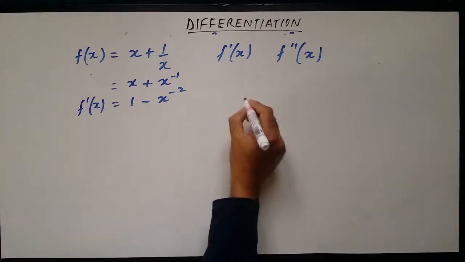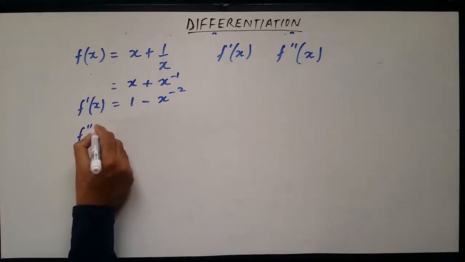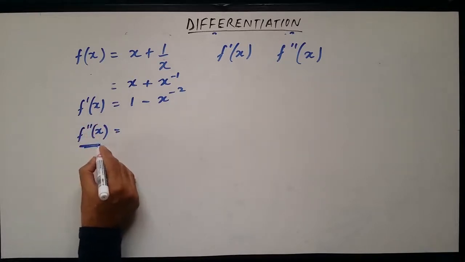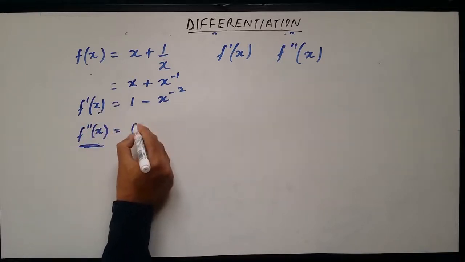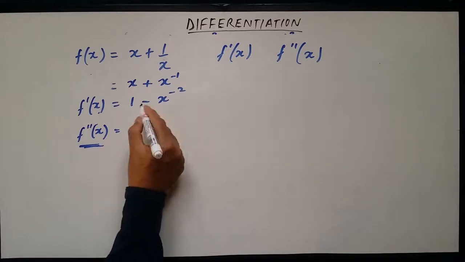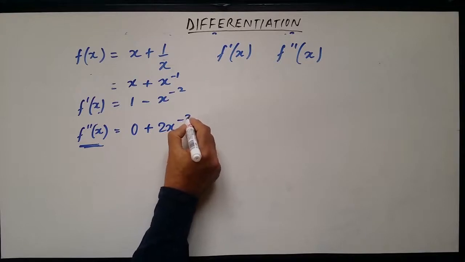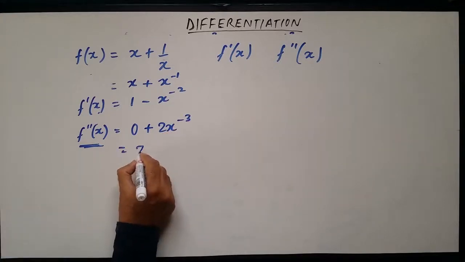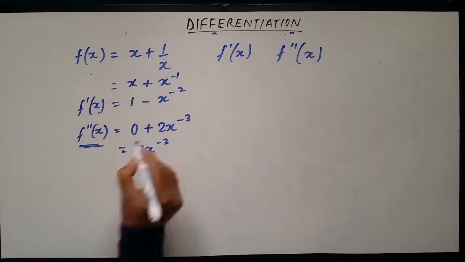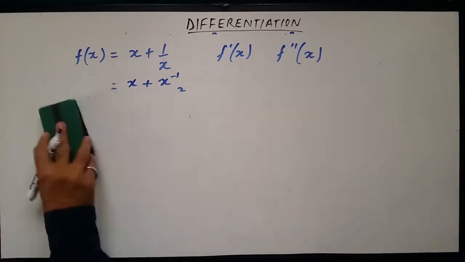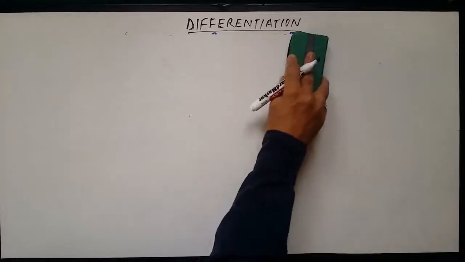What is the second derivative? The second derivative is the derivative of the first derivative. So now we will find the derivative of this function. It will be 0, and for this, minus 2 will be multiplied, this will become 2x, and minus 2 minus 1 is minus 3. So the answer is 2x to the power minus 3. This is how we find the derivatives of derivatives.